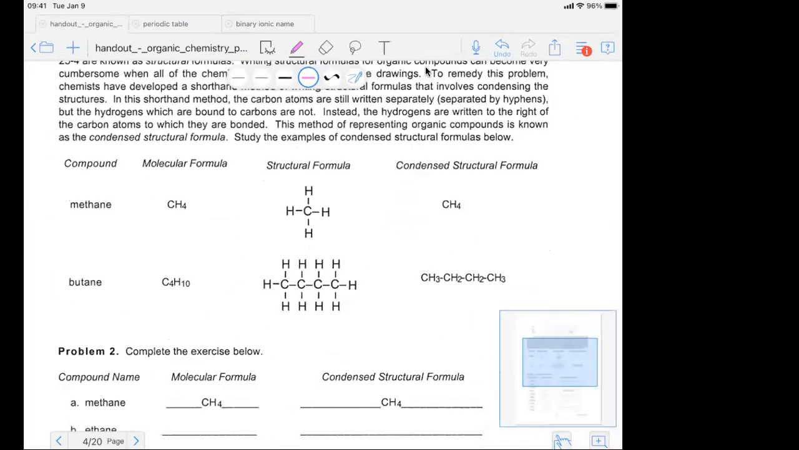Okay, so now here we have the structural formulas. Again, these are the expanded structural formulas. You can do a condensed structural formula this way.